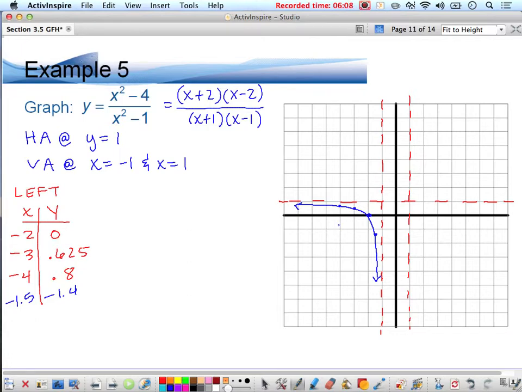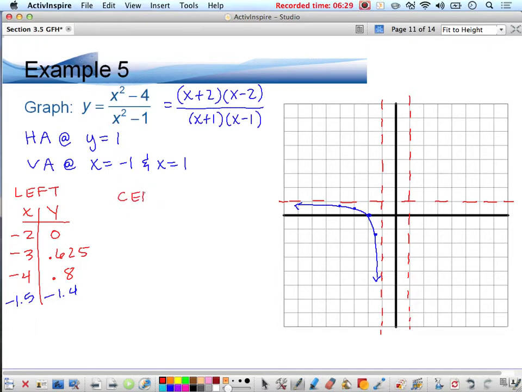It has to hug those asymptotes. Now, it can hug this way and up. It can hug this way and down. But it has to hug those asymptotes. So finding those ordered pairs is what tells you whether you're above or below that horizontal asymptote. Got it? Okay, now let's make a table for the middle section, the center.